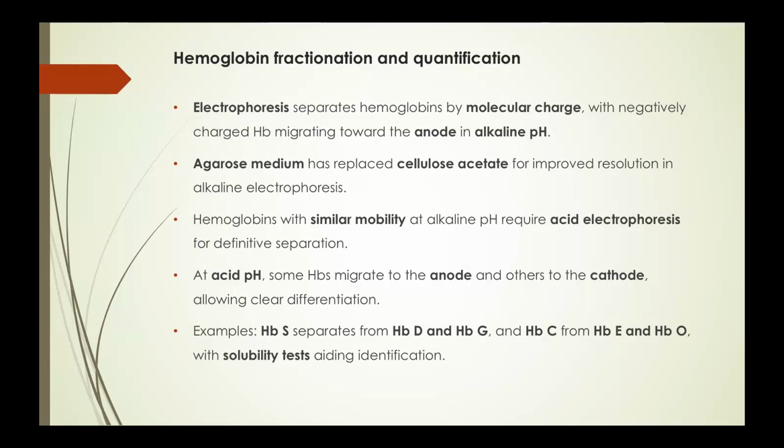Some hemoglobins will assume a negative charge and migrate towards the anode. Others will assume a positive charge and migrate towards the cathode. Then we are able to separate hemoglobins into their fractions. For example, hemoglobin S migrates together with D, G, C, E and O when you're using cellulose acetate. But when you use agarose gel electrophoresis, they will be separated very well, and you can see hemoglobin S separately from D, G and C.